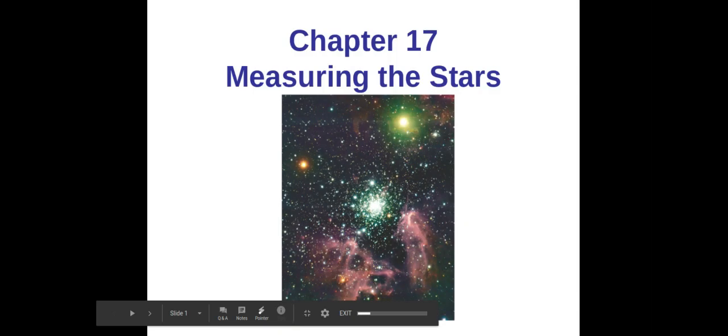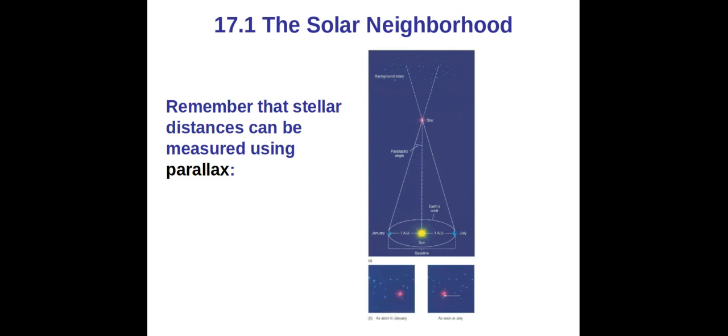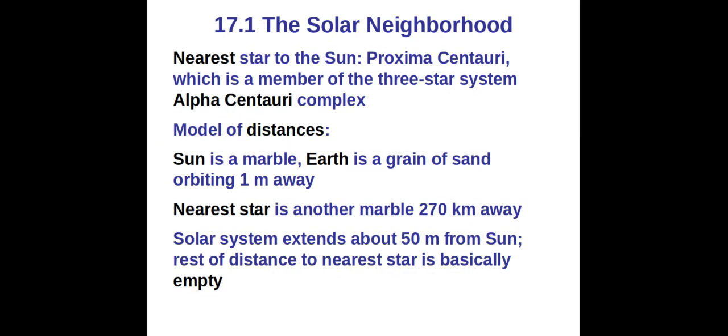Hey guys, today we're going to talk about how astronomers measure the stars, some of the things that they look for. We already talked about stellar parallax a little bit, and it's basically how we judge distance, one of the ways we judge distance anyway, to get relative distance to stars based on how much we move.